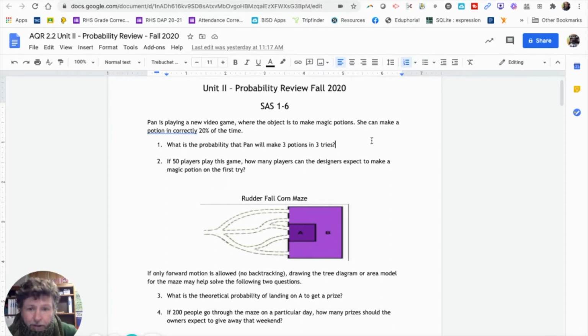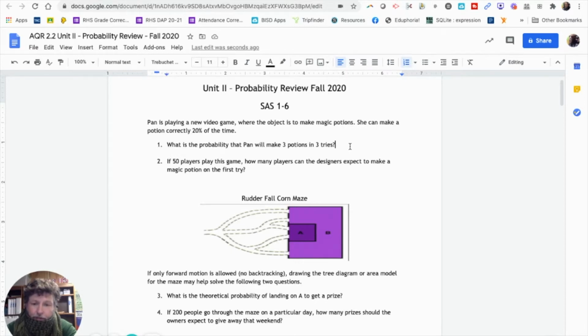Pan is playing a new video game where the object is to make magic potions. Pan can make a potion correctly 20% of the time. What is the probability that Pan will make 3 potions in 3 tries? So the way we do that is we're going to look at each event individually.